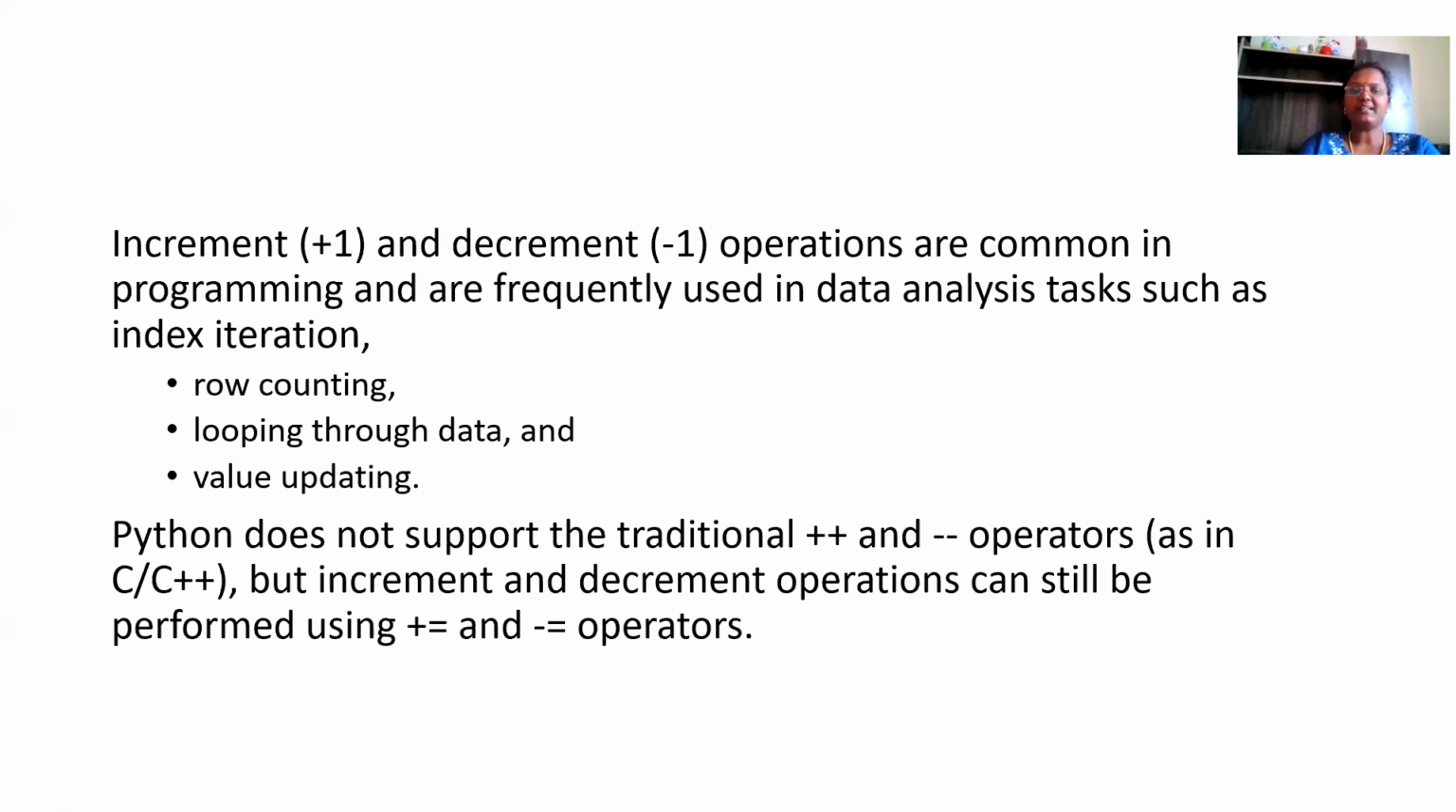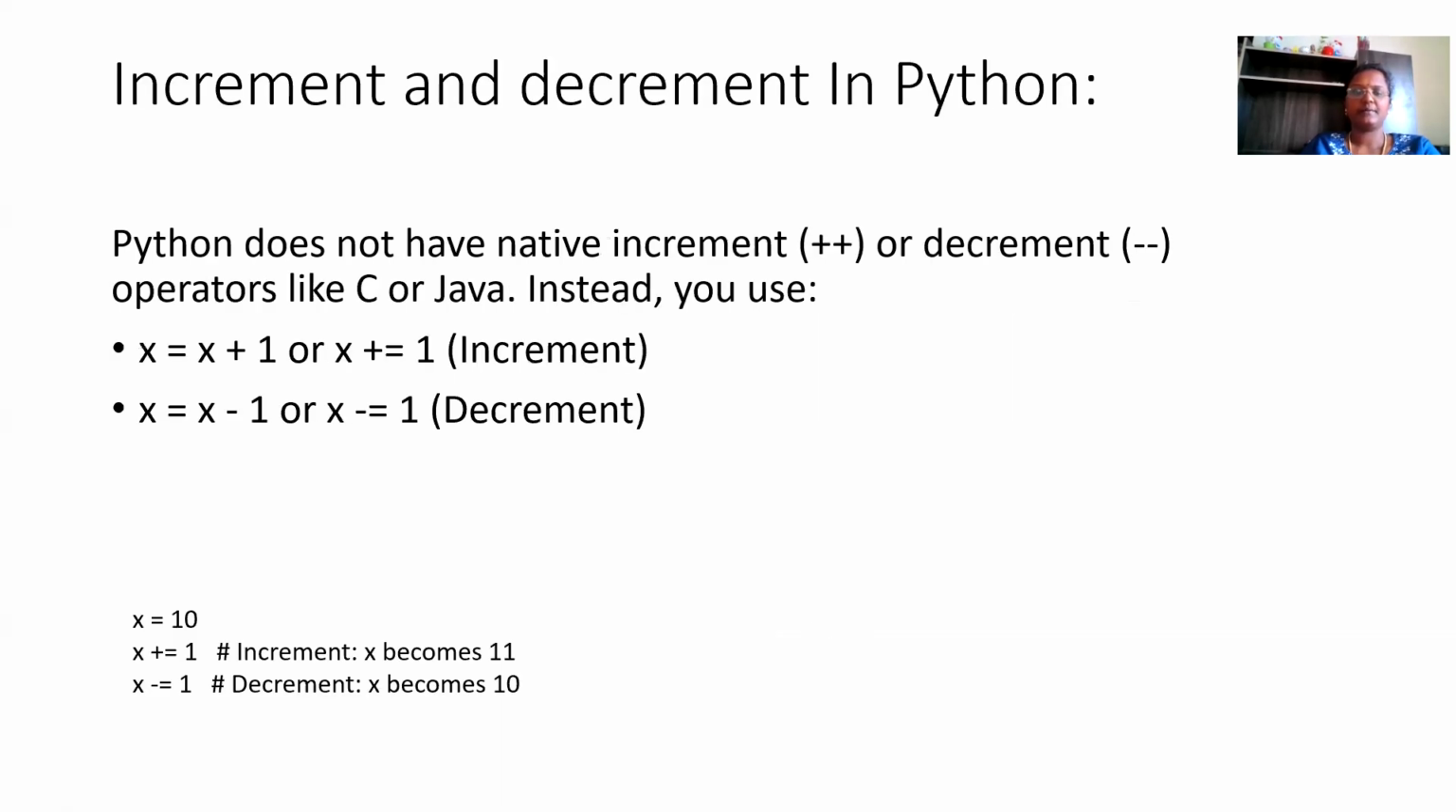But the thing is, Python does not support the traditional increment operators, plus plus and minus minus. But an increment and decrement operation can still be performed using plus equal to and minus equal to operators. So in Python, there is no native increment or decrement. Here you can perform the increment using x equal to x plus 1 or x plus equal to 1. Like that, you can perform the increment operation.